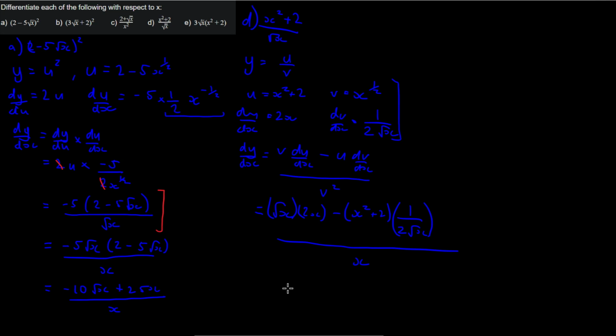Alrighty. Oh, we've got a fraction on top of a fraction. That's no good. That's very messy, but let's keep going. Let's see what we get. We'll have 2x root x minus x squared plus 2 over 2 root x, all over x.